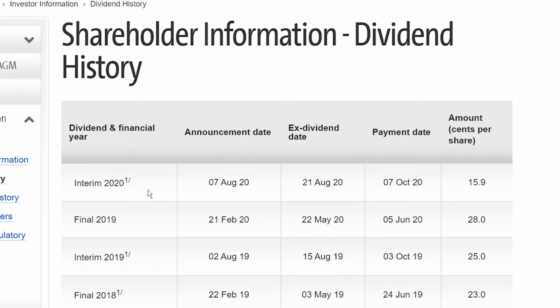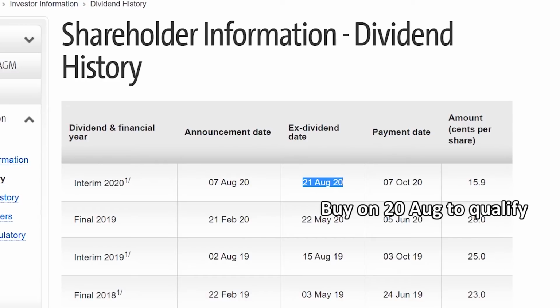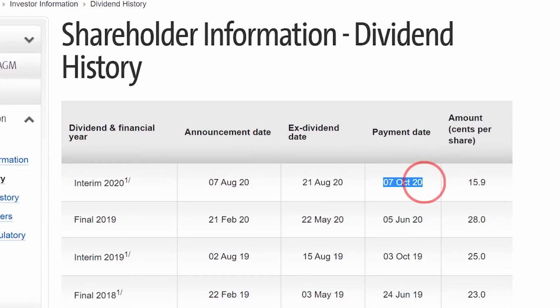So let's look at a real world example, OCBC. On 7 August, OCBC announced that it will be paying 15.9 cents of dividends per share. So you'll be getting $0.159. Next, the ex-dividend date is on 21st August. If you want to get the dividends, you need to own the share one day before the ex-dividend date, or 20th August. If you buy on 21st August, you won't get any dividends. Finally, you will receive the dividends on 7 October.